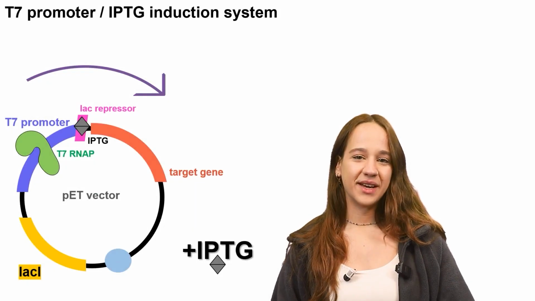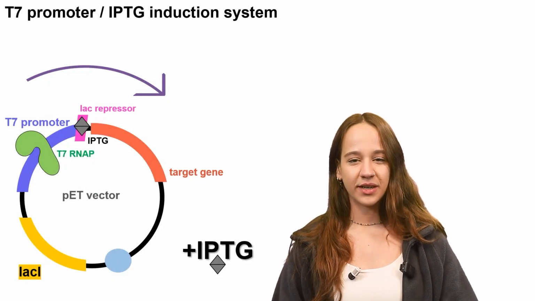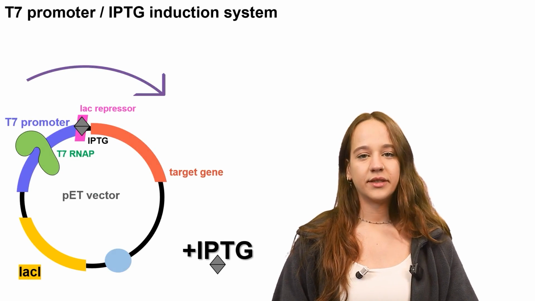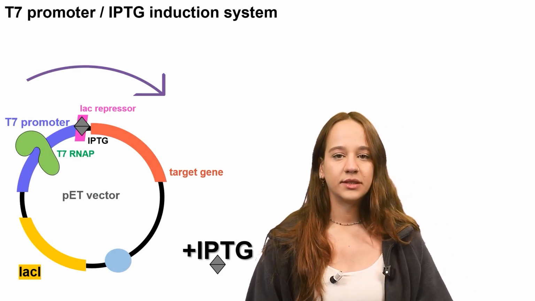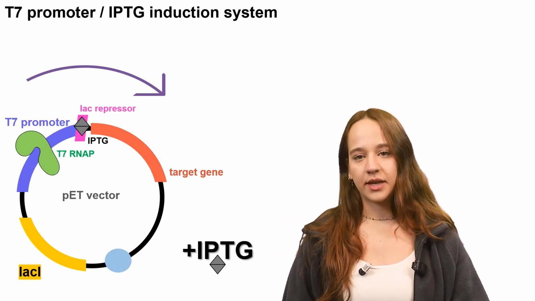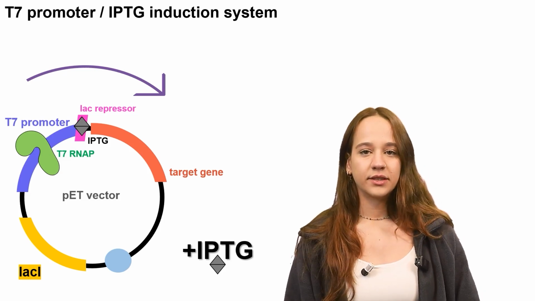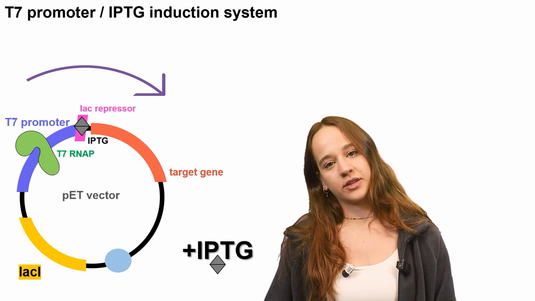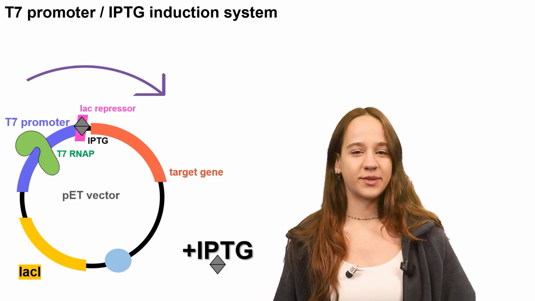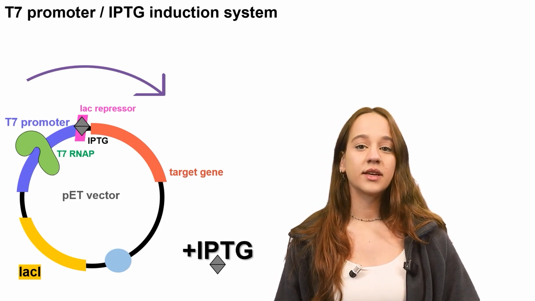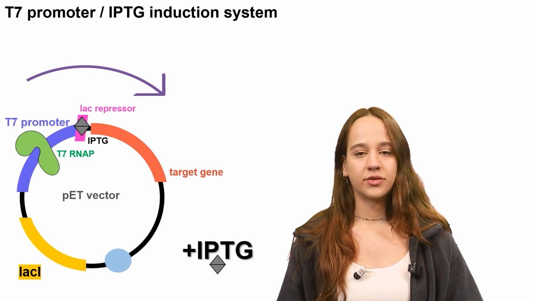When a sufficient mass of bacterial cells has been grown, we will add IPTG in the culture medium. This will induce the transcription and the production of the T7 RNA polymerase. That in turn will transcribe the gene of our target protein and allow for its production in large amounts, since the T7 promoter is a strong promoter.